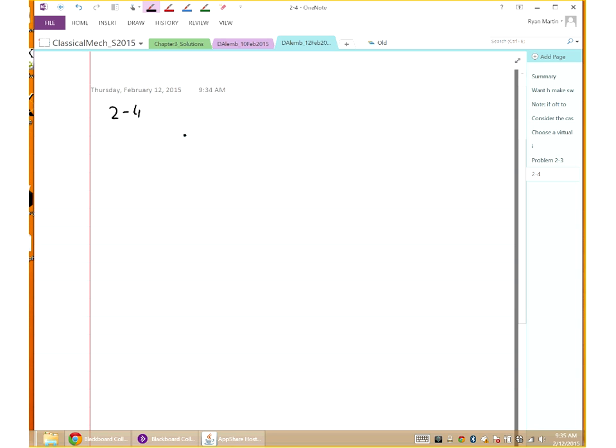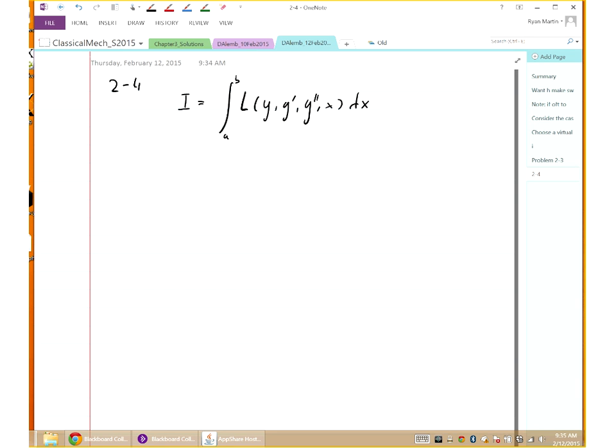So in 2-4, you need to find the stationary value when L depends on y prime, that we've done before, but now it also depends on y double prime and x. So here it's going to be a similar strategy. I think Michelle is trying to finish marking assignment 1 this week.